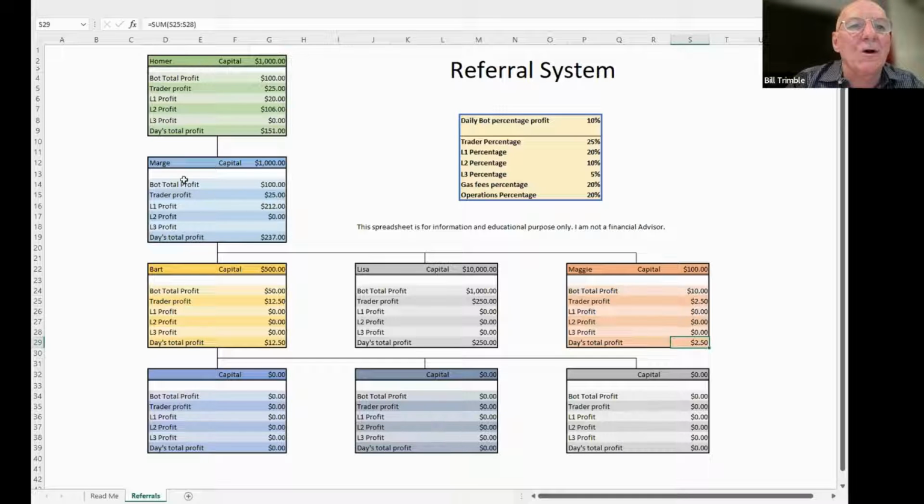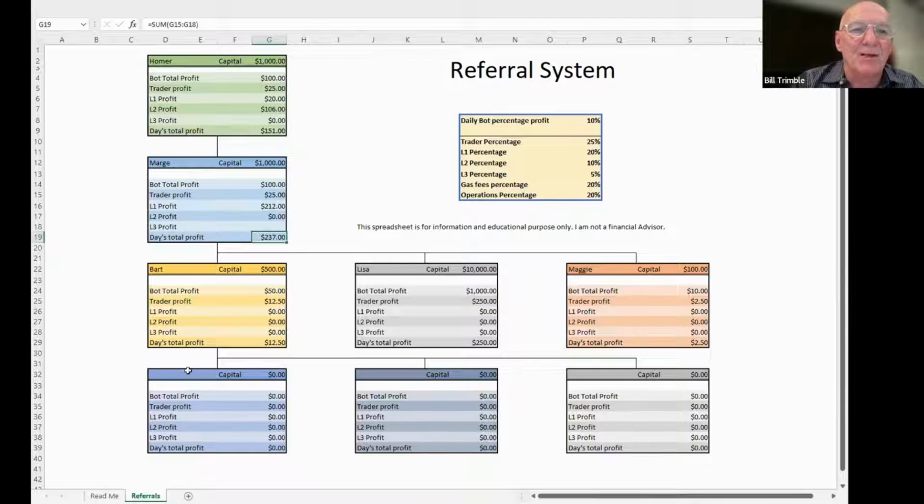So if you look up here now, Marge has made money off these three. So Marge has made, on her level 1, Bart, Lisa and Maggie, 20% of what they've earned. So she's earned $212. So she only put 1,000 in, and on this day she's made 25 for herself, 212 for her level 1, her direct referrals. So she made on the day $237, and she only put 1,000 in. 4 days of that, and she's almost got her money back.